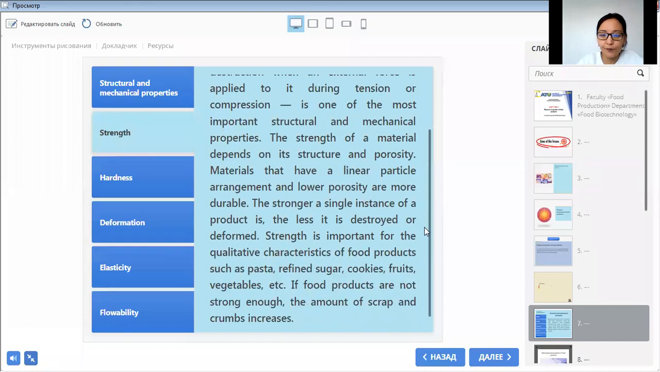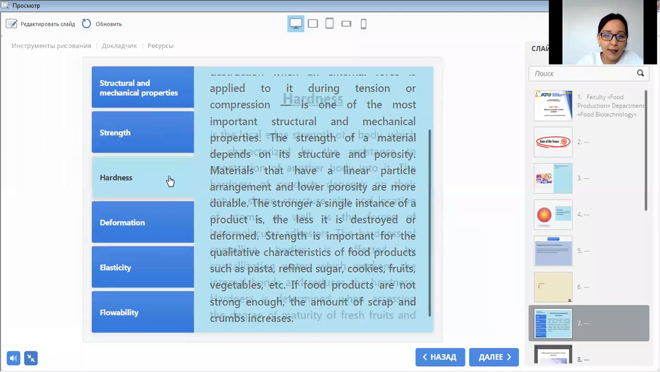And the stronger the product, the less a single instance of it is destroyed or deformed. And strength is important for the qualitative characteristics of products, such as pasta, refined sugar, cookies, fruits, vegetables, and others. If the products are not strong enough, the amount of scrap and crumbs increases.